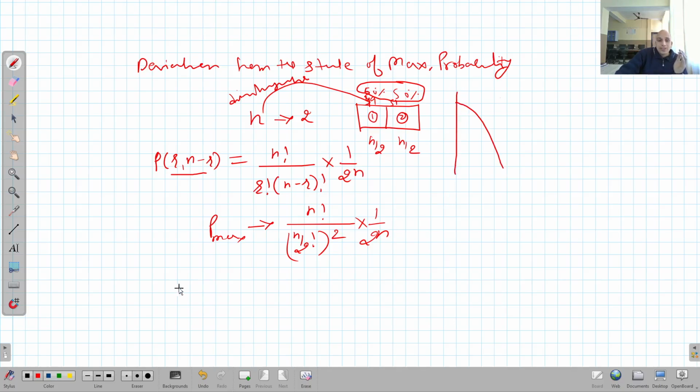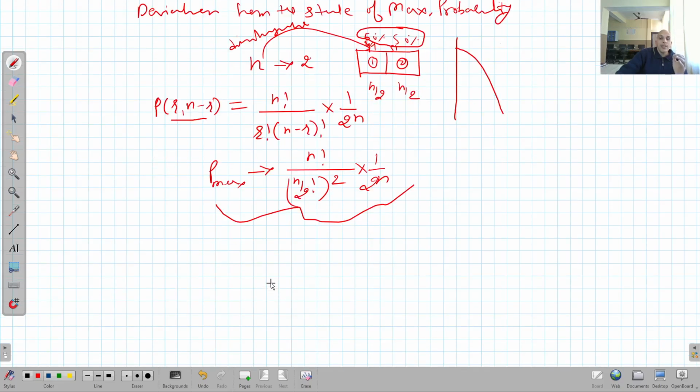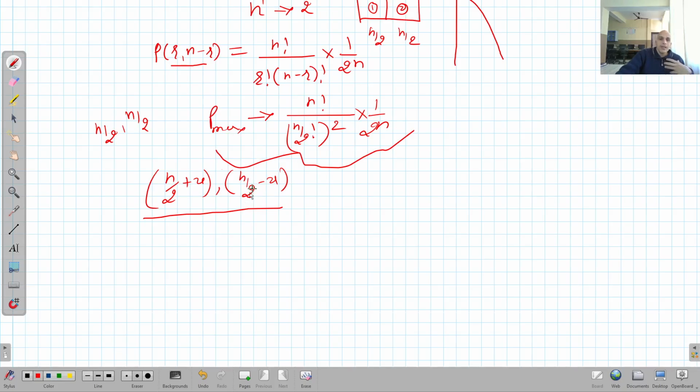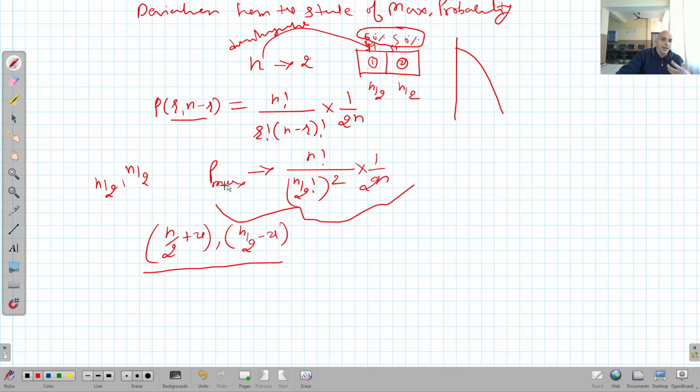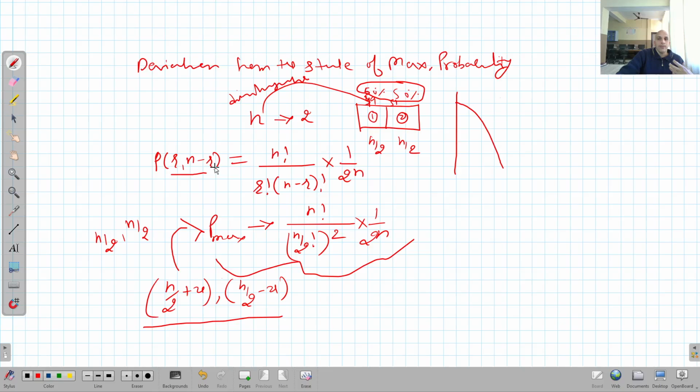So we will start right from here. P maximum is equal to this. Now let me deviate slightly from this state of n/2, n/2, and I took a new state. That new state is n/2 plus x, and the second one is n/2 minus x. So now this is the new state, that I told you here, 49 and 51. I want to see what is the probability of this new state, and how it is linked with the maximum probability.